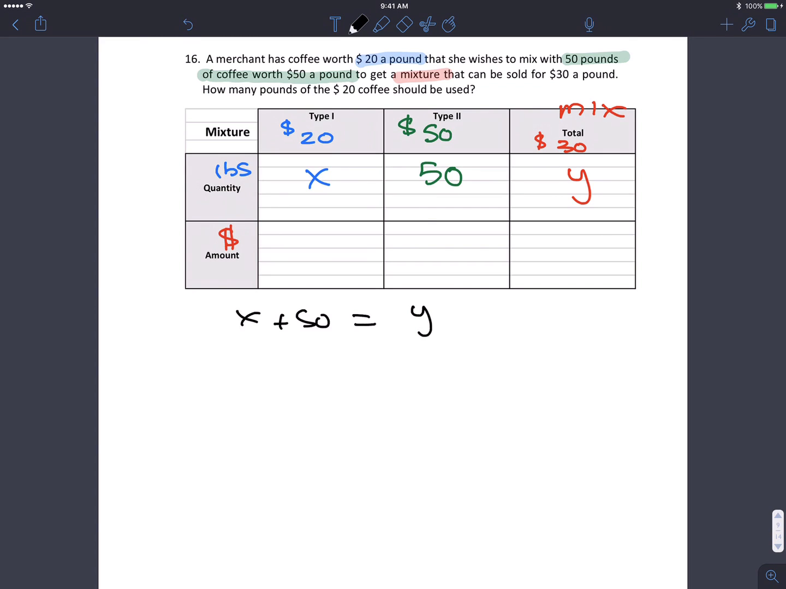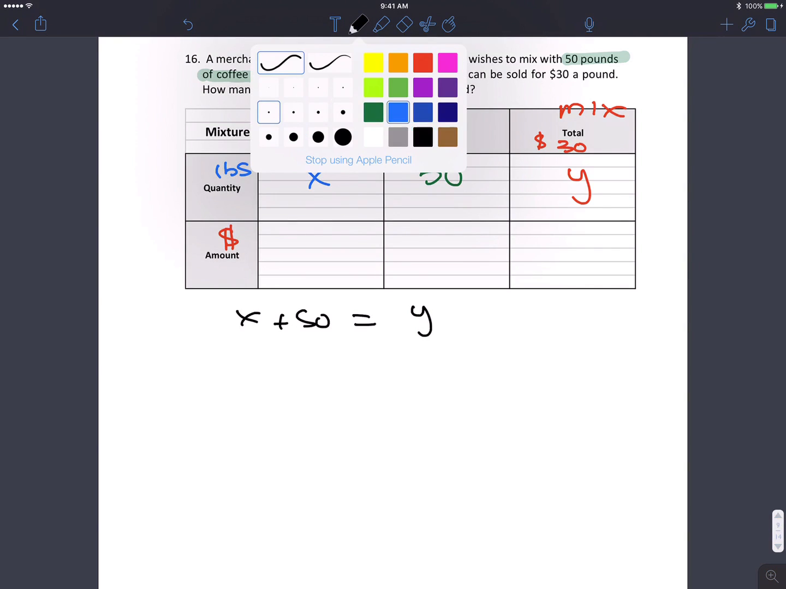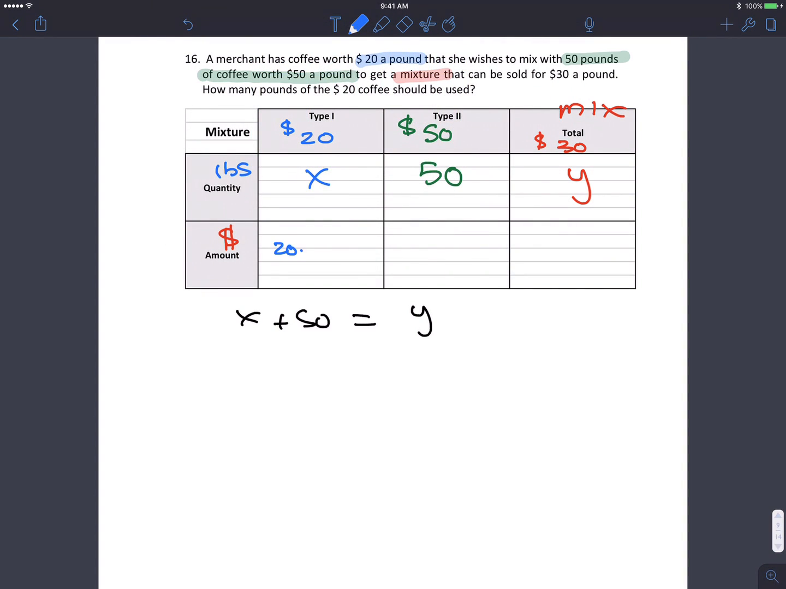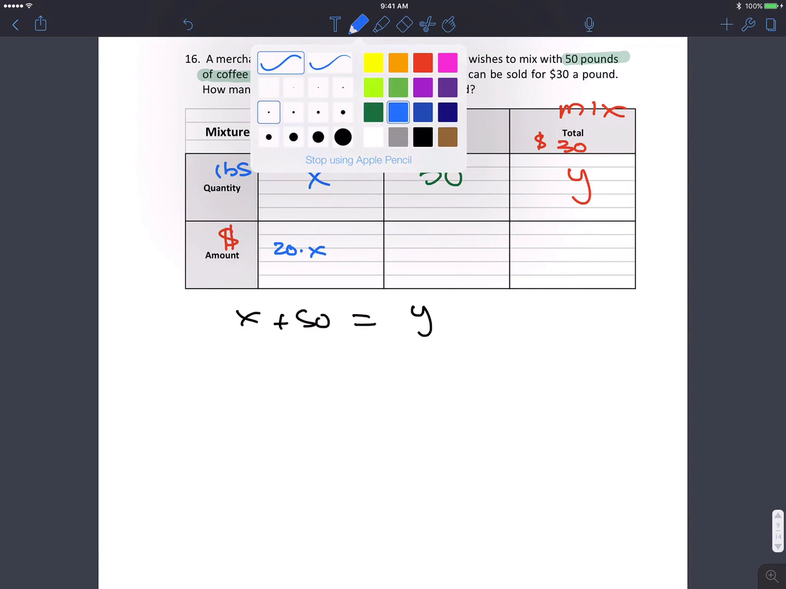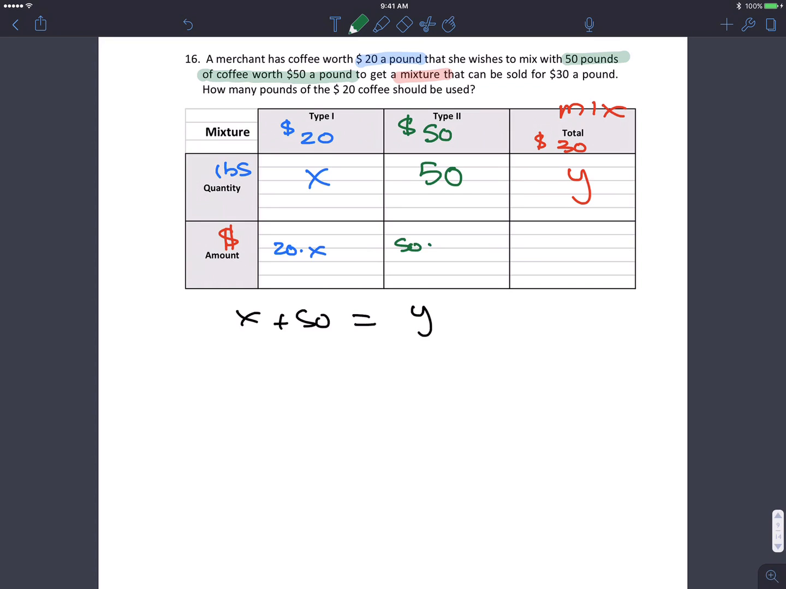That's your first equation. Let's look at the amount now in terms of money. Now what's supposed to happen is, let's remember, $20 per pound times X pounds is how much in the first type we have. And then I'm going to say to you that $50 per pound times 50.